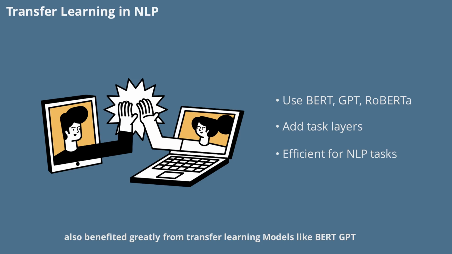Natural language processing, NLP, has also benefited greatly from transfer learning. Models like BERT, GPT, and RoBERTa are pre-trained on large text corpora and can be adapted for tasks such as sentiment analysis or spam detection by adding task-specific layers. This method allows you to leverage the deep understanding these models have of language, making it easier to build powerful NLP applications with less data and effort.